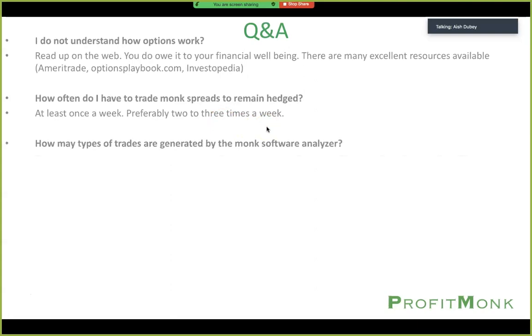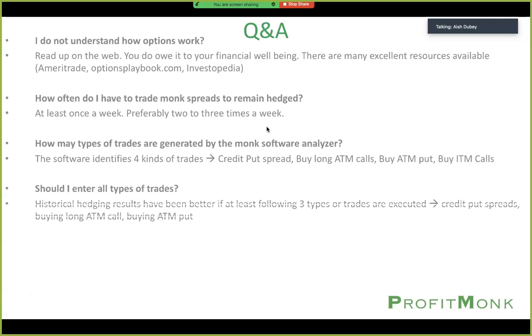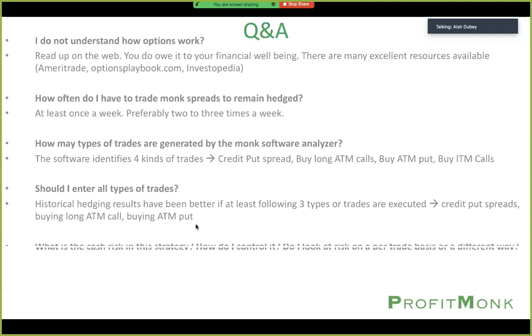So how many types of trade are generated? We talked about this. You will see 4 kinds of trades: credit put spread, long ATM calls, buy ATM puts, and buy ITM calls. Should I enter all types of trades? I think I do. Historically, hedging results have been better if at least these 3 types of trades have been done: credit put spreads, buying long ATM calls, and buying ATM puts. But it's your choice. You should definitely analyze it and make the decision that works for you.